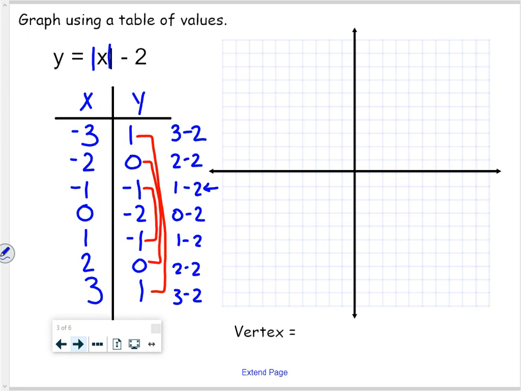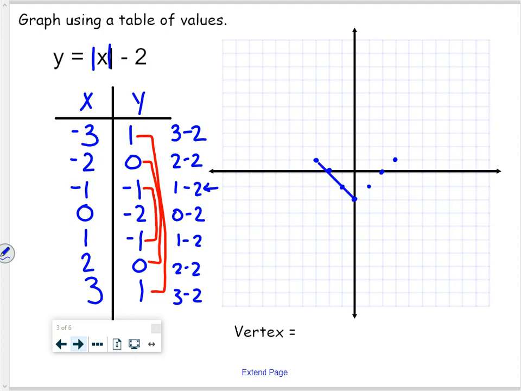Right? When I graph those ordered pairs, -3, 1, -2, 0, -1, -1, and 0, -2. And then it turns again, and it's going to start coming uphill. So 1, -1, 2, 0, and 3, 1.